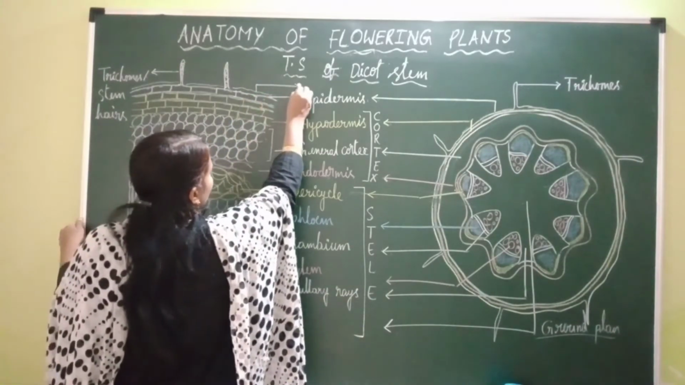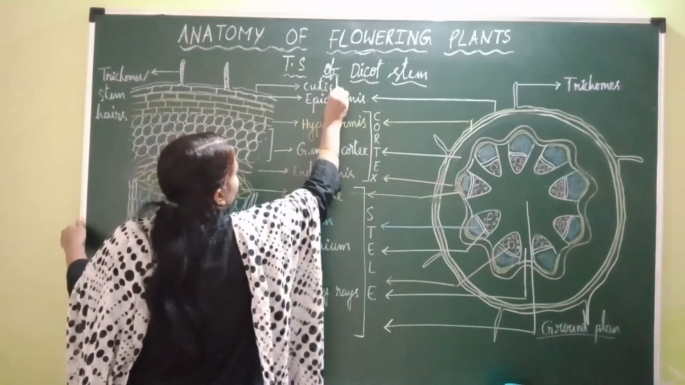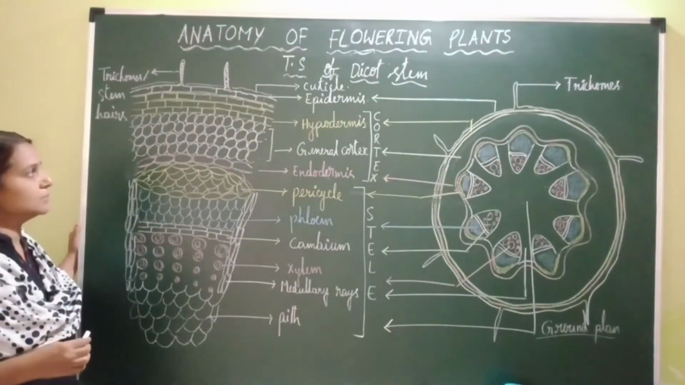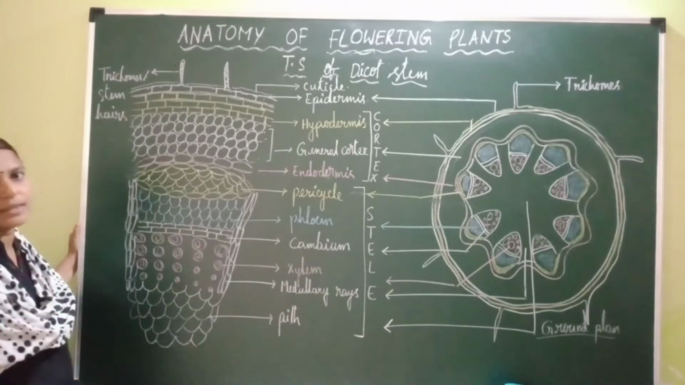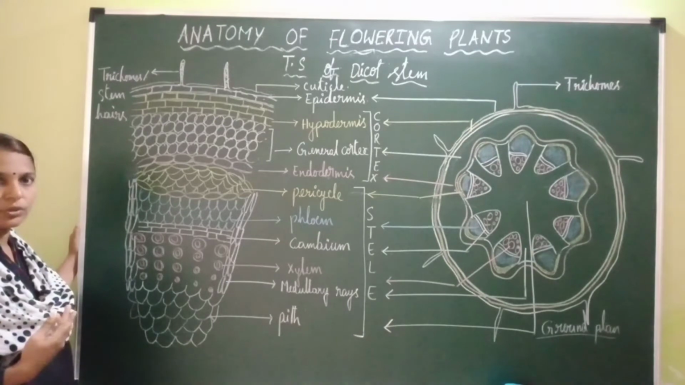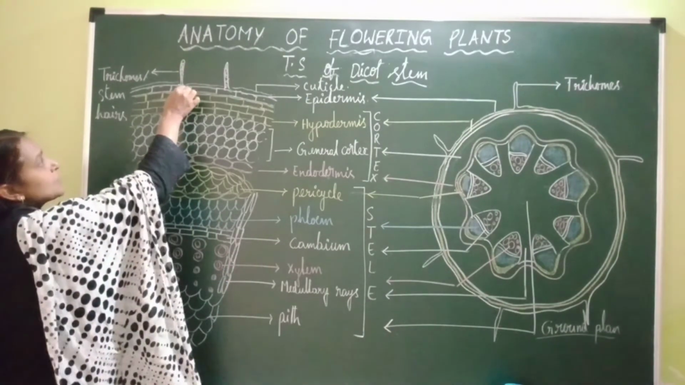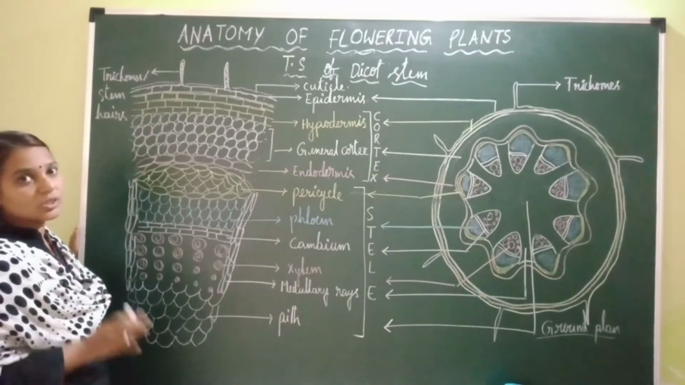So what is the function of this cuticle? The function of this cuticle is to reduce the rate of transpiration which occurs through the surface of young stems. Right? So the epidermis present in stem is cutinized or cuticularized epidermis. Right? Okay, some of the epidermal cells present in this epidermis show extra growths, not outgrowths.